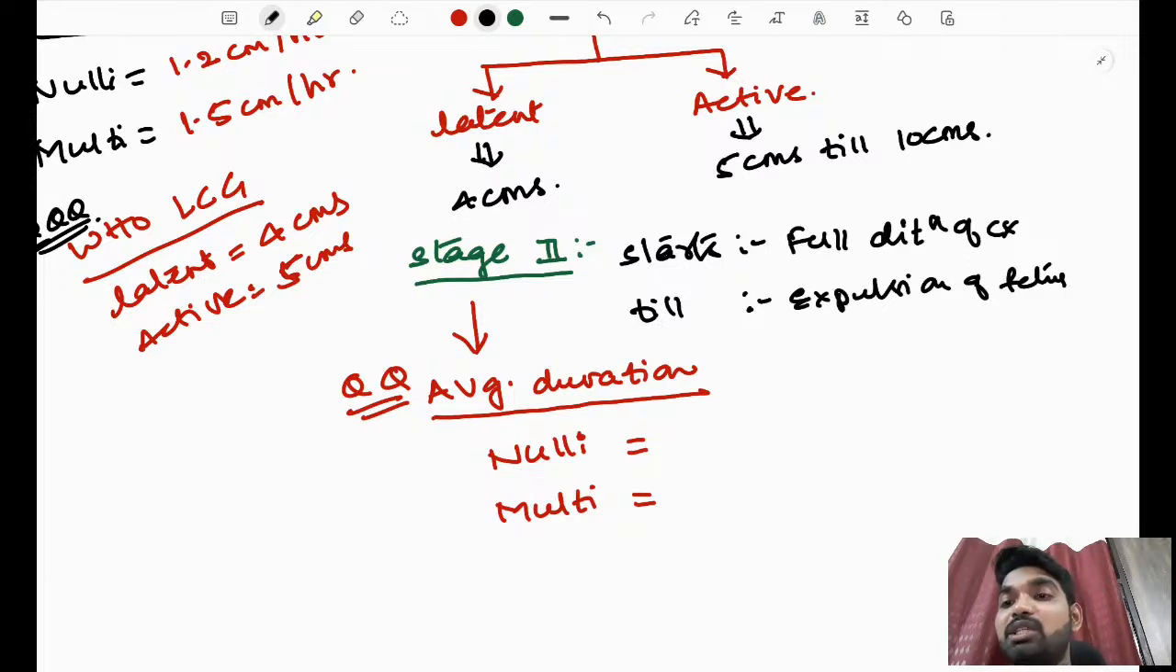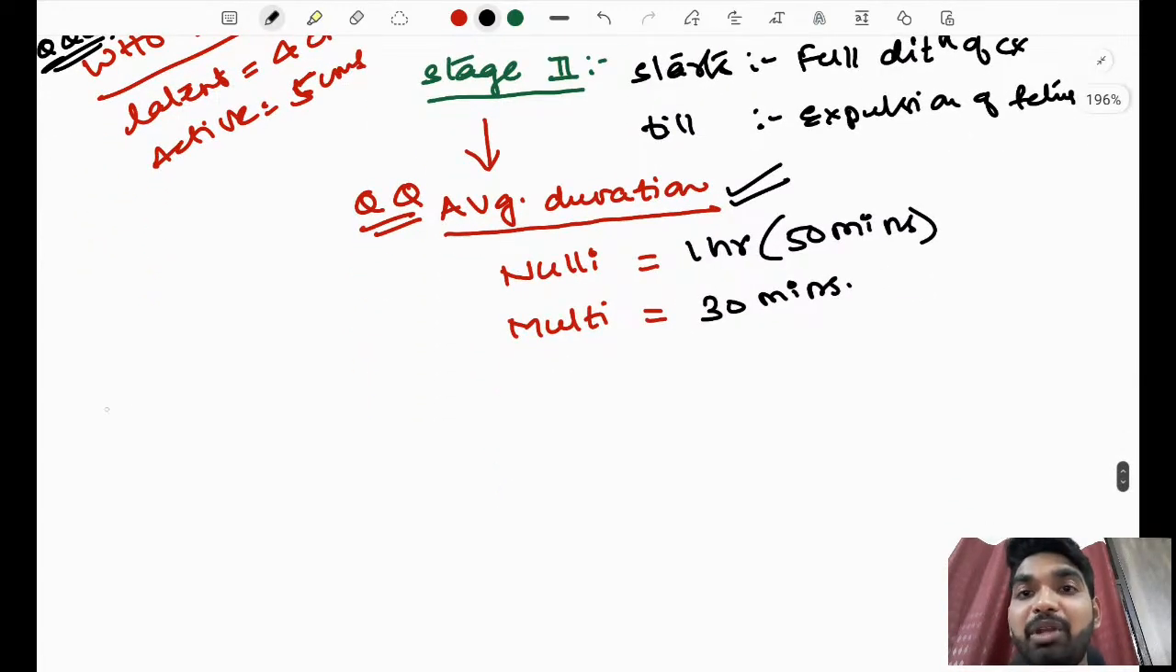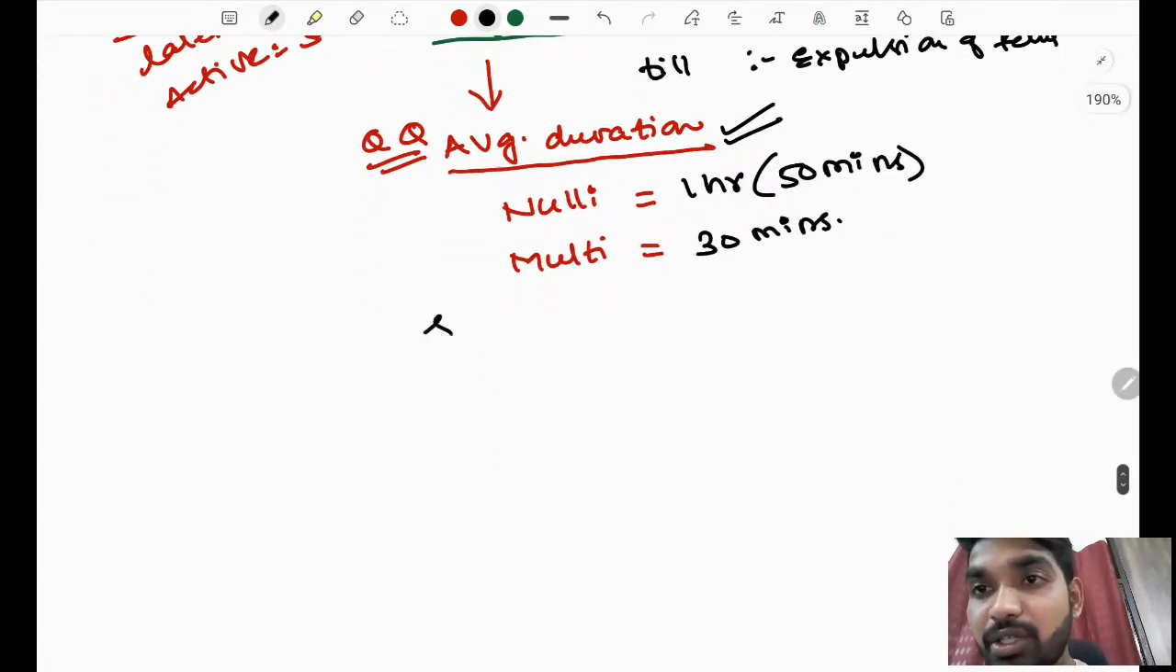See, nulliparous, the average duration is 1 hour. Best if you can select the option 50 minutes. If you select 50 minutes, that will be best. Okay, if 50 minutes is not in your options, then go with 1 hour. Multiparous, it is 30 minutes. This is the average duration of second stage of labor in nulliparous and multiparous women, right? No confusions. And coming to the next stage, stage 3.